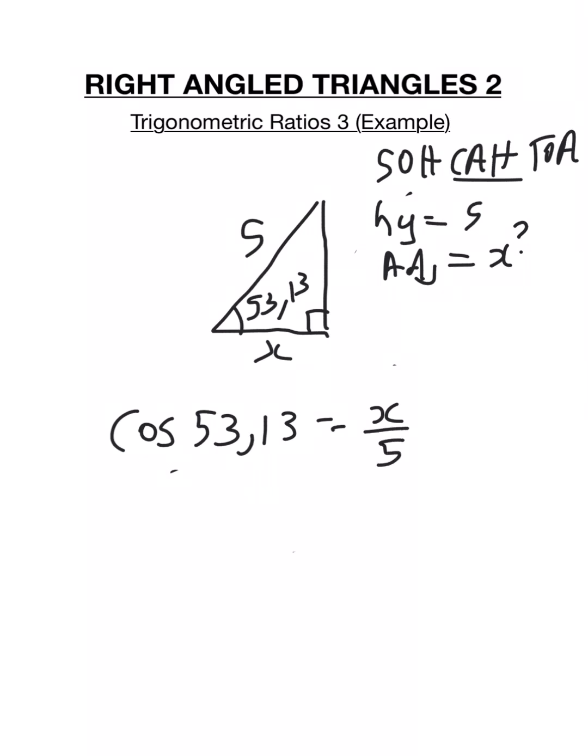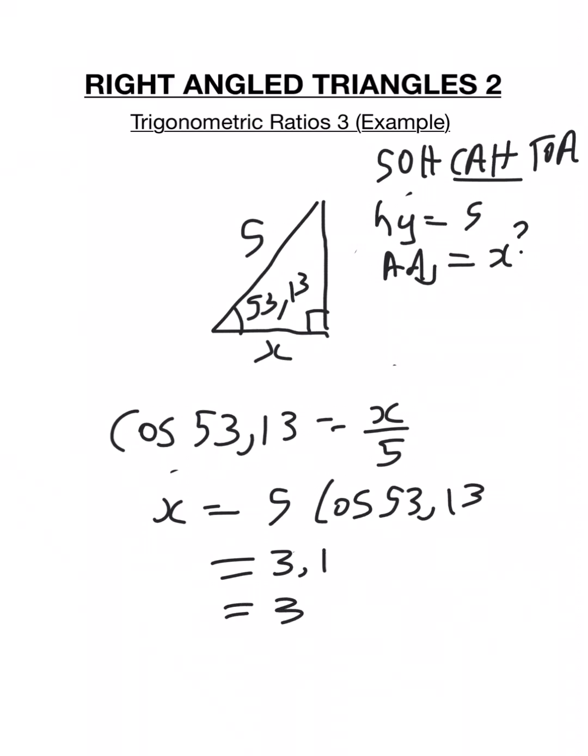So make x the subject of the formula. So x becomes x equals 5 times cos 53.13. Right, what do we get when we punch into our calculator? We get 3.1, which is actually 3. When you round it off, it gives you 3. x is 3.